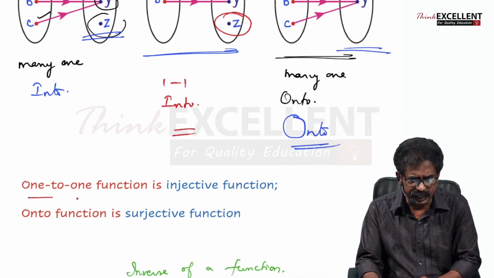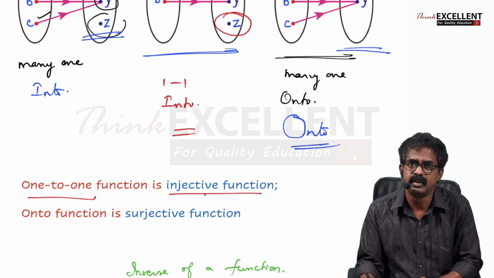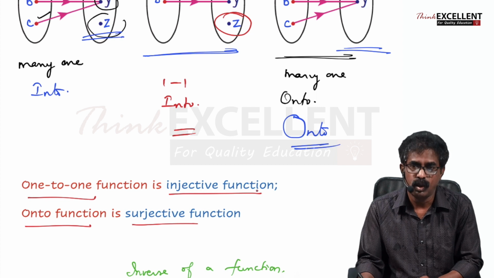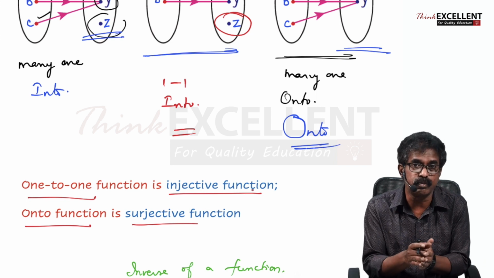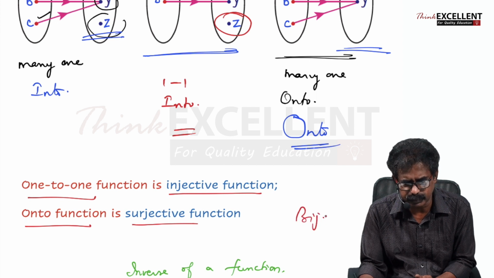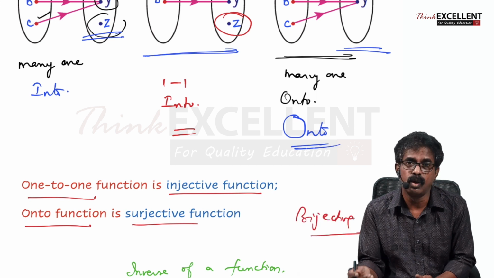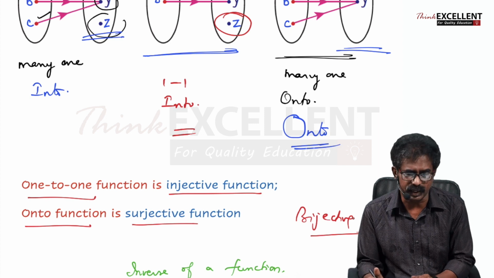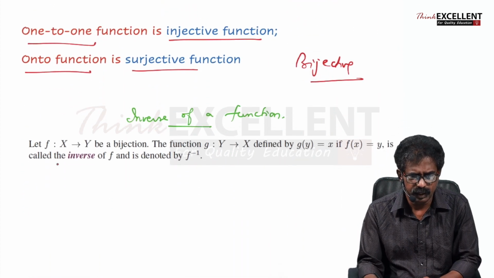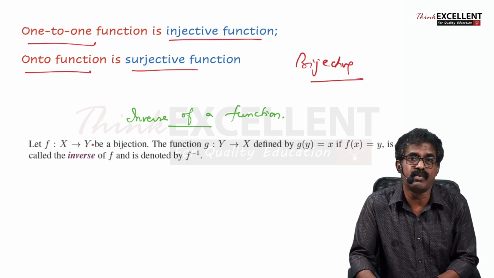Hope you understood this. One-one function, another name you remember: injective function. Onto function, another name is surjective function. One-one and onto, if both are satisfied, we call it a bijective function. If a function is one-one and onto, we call it what? Bijective function. Listen. Then we are going to see the inverse of a function.